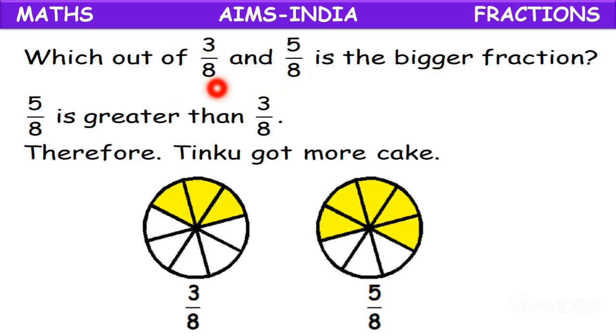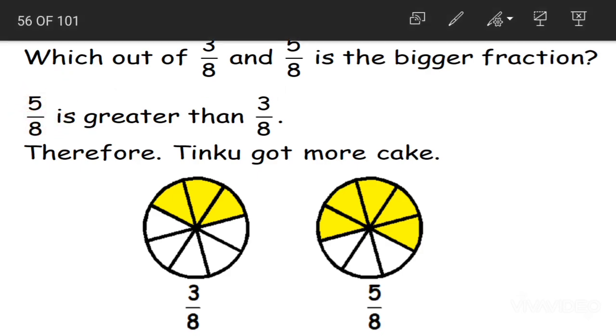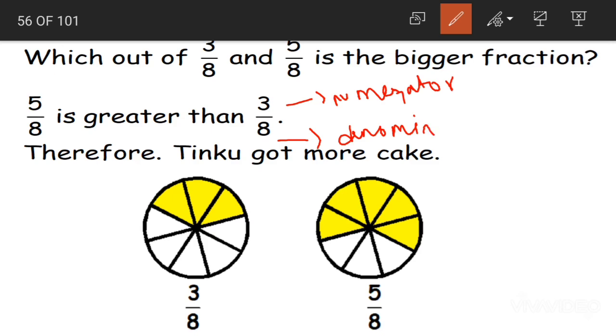So how do we compare these like fractions? We just compare the numerators. Again, what is the numerator? Numerator is the number that is written on top in the fraction, and the number that is written down is called our denominator. D for down, D for denominator. The number that is written up is called numerator. The number that is written down is called our denominator.